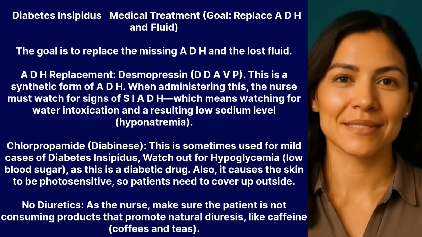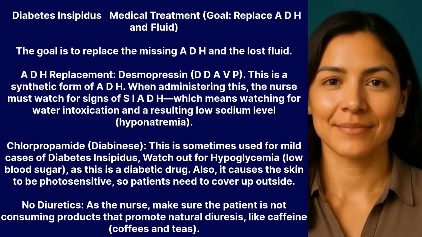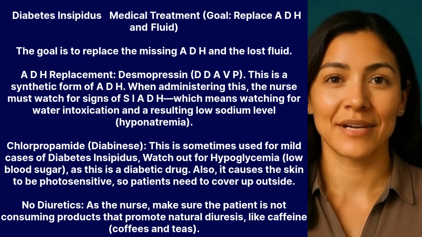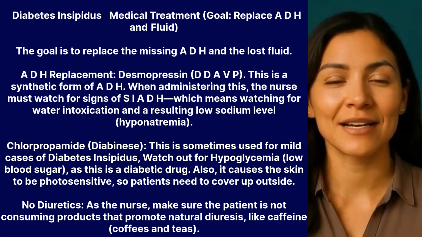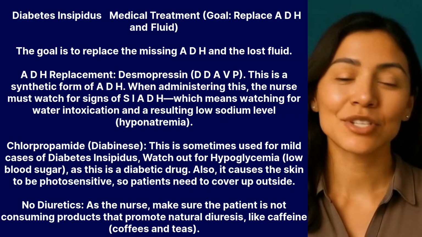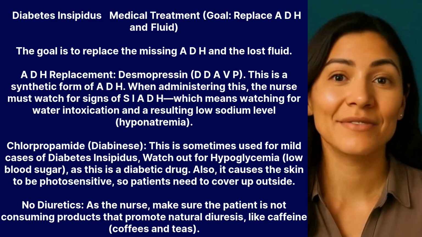Chlorpropamide is sometimes used for mild cases of diabetes insipidus. Watch out for hypoglycemia, low blood sugar, as this is a diabetic drug. Also, it causes the skin to be photosensitive, so patients need to cover up outside. No diuretics: as the nurse, make sure the patient is not consuming products that promote natural diuresis, like caffeine, coffees, and teas.